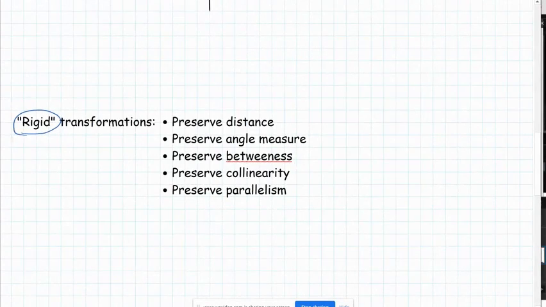So preserving distance, that means if you have in one figure a line segment that's 3 units long, so let's say AB, and then it gets maybe moved and flipped or something like that, and the image ends up here, A prime, B prime. So the length of AB here is 3. The length of A prime B prime is also 3, so that means distance was preserved. Okay, so if all lengths remain the same, then we say distance is preserved.